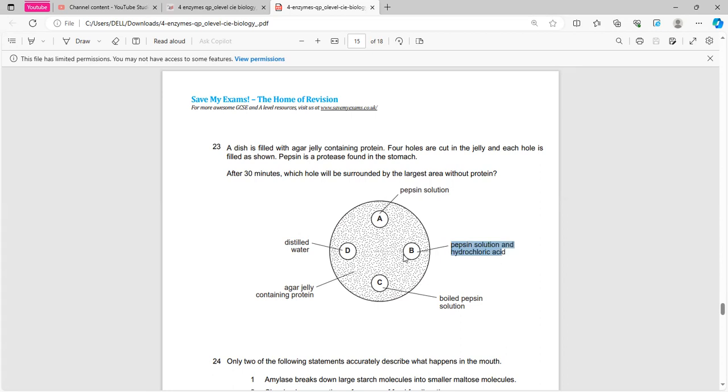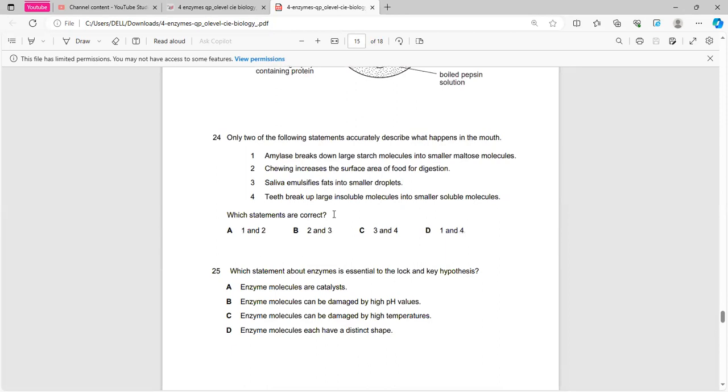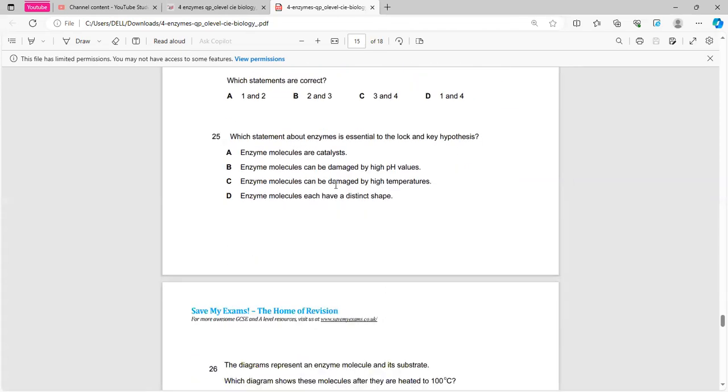So the best option will be B, because the addition of HCl will lead to an acidic pH. Which statements are correct? Option 1 and 2. Chewing increases the surface area and amylase is an enzyme. However, why are options 3 and 4 incorrect? Teeth only break it down. It can't break down large insoluble molecules into soluble ones, and saliva cannot do emulsification. This is the property of bile. Bile does the emulsification of fats.